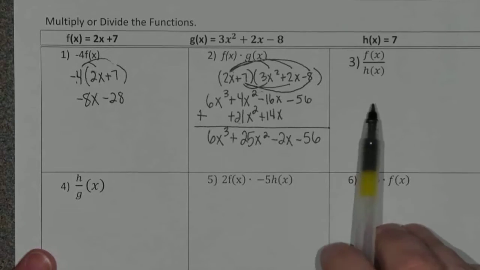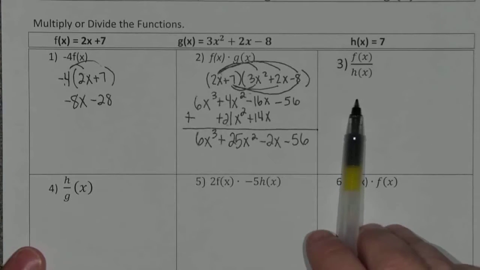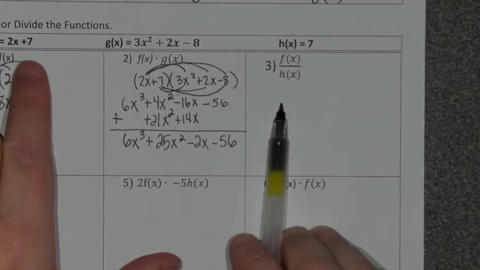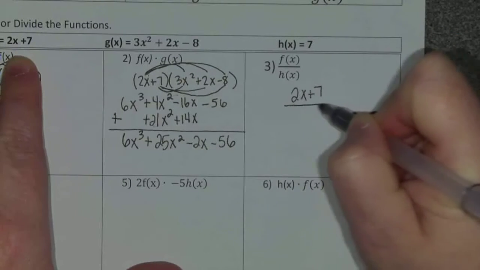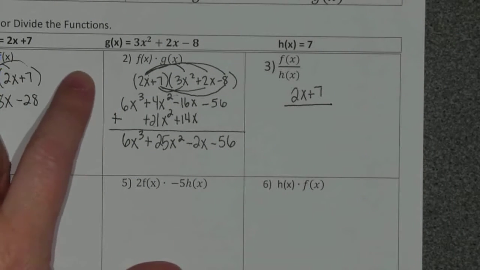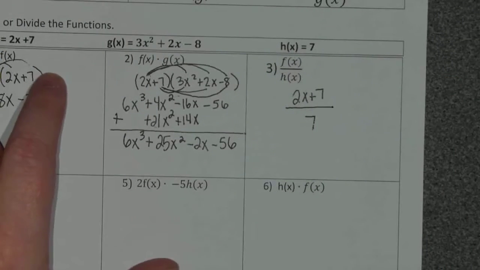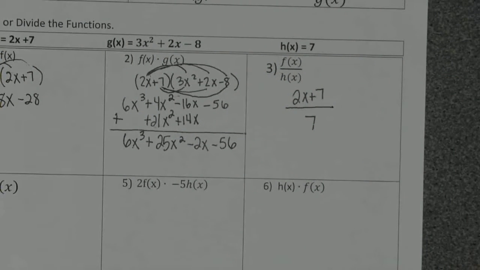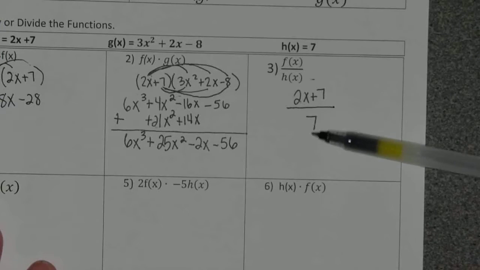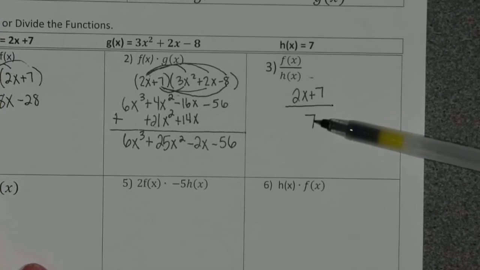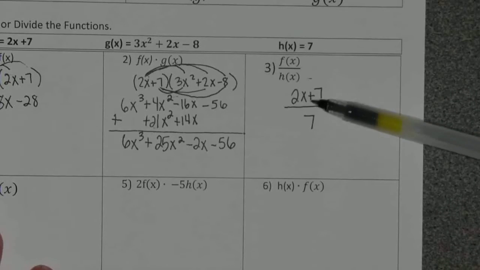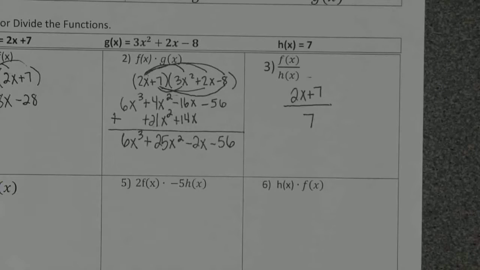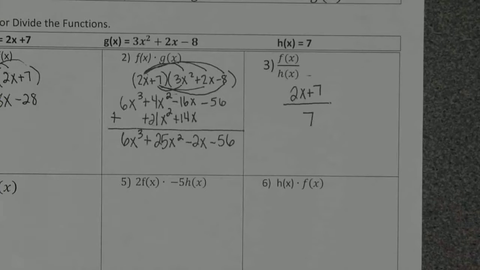All right, the last one in this row says to do f of x divided by h of x. My f of x function is 2x plus 7. And what's my h of x function? 7. I'm actually done right there. Nothing on the top can reduce with anything on the bottom. Even though it looks like the 7s can, they don't get to cancel because this 7 is attached by addition to the 2. So it can't be separated from it. So I'm done just by writing the function on top of the other function.